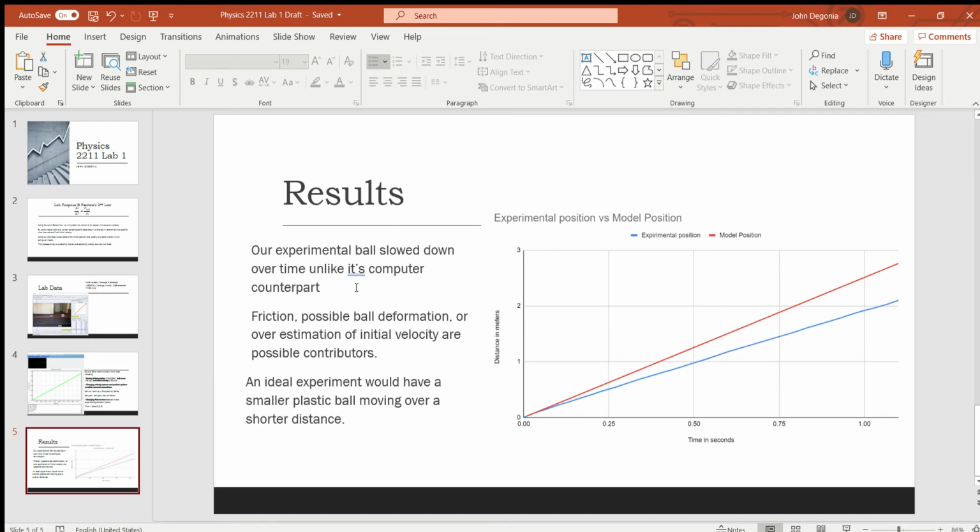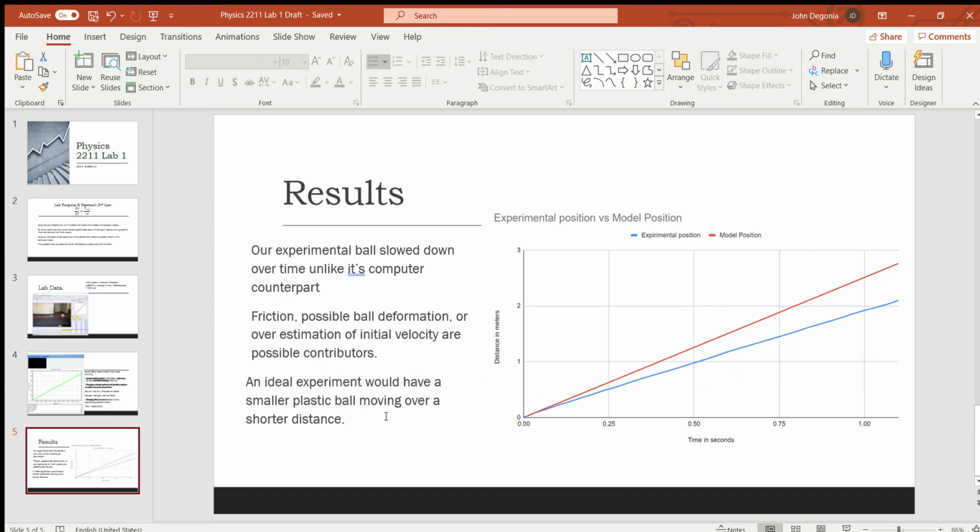That could be due to several things. Of course, we've got friction. Possibly the ball was a little deformed, not perfectly round. Or perhaps there was some overestimation of the initial speed that offsets the movement of the model, so it overpredicts. You can see that it's an overprediction as the distance in meters over the same time period the ball has traveled much farther, as well as just looking at the slope of these lines.